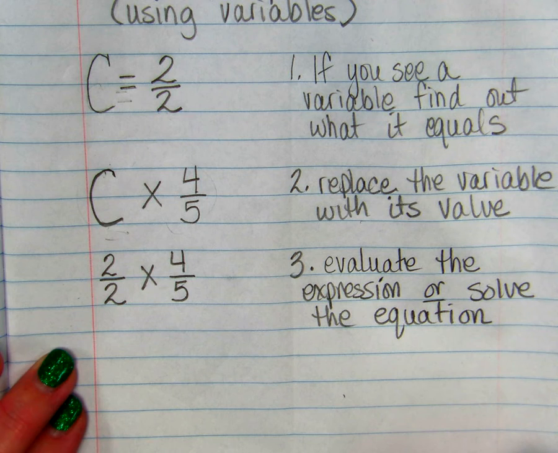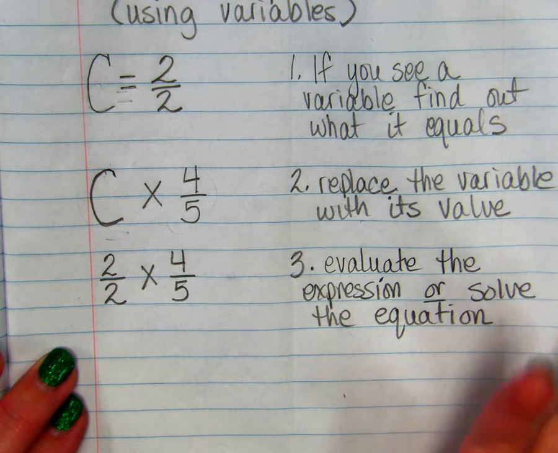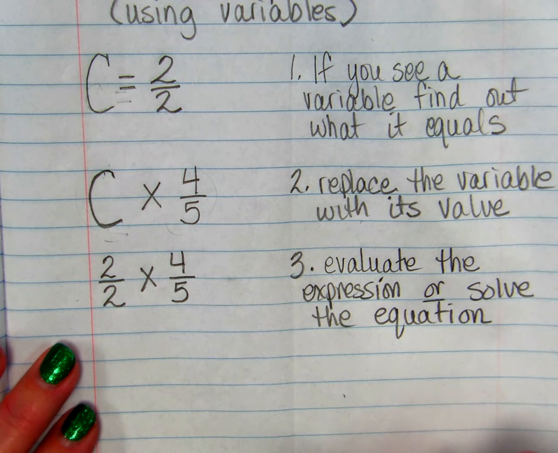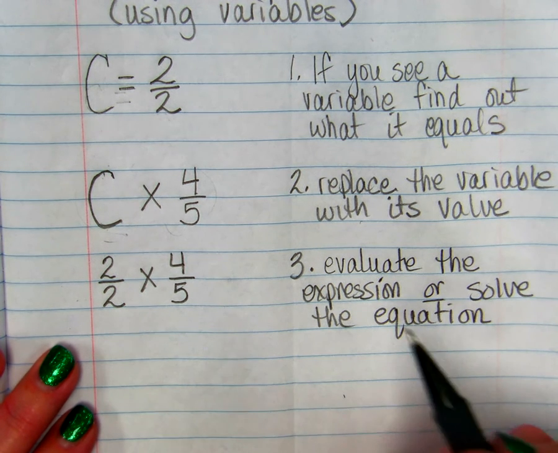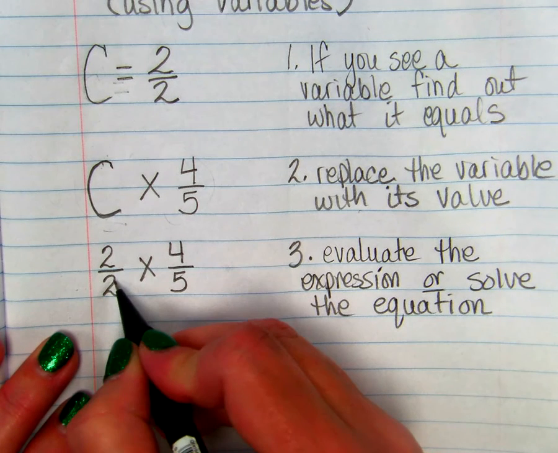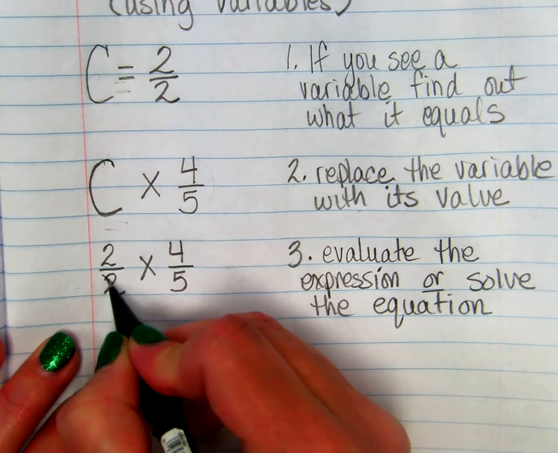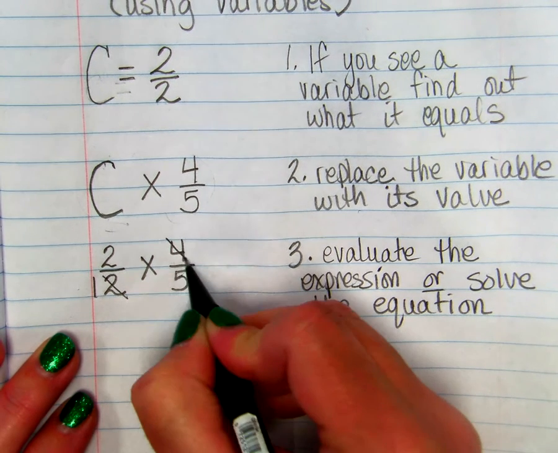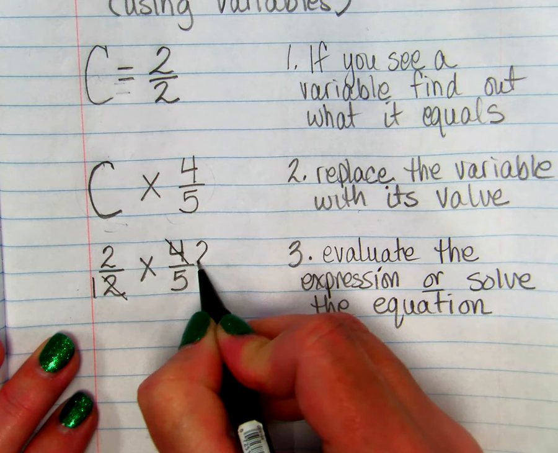All right, so how about if we cross cancel? I'm noticing that 2 and 4 share a factor. And what is that factor? Yes, it is 2. So let's go ahead and cross cancel like we did the other day. And 2 divided by 2 is 1. 4 divided by 2 is 2.